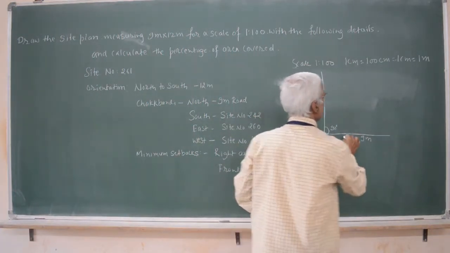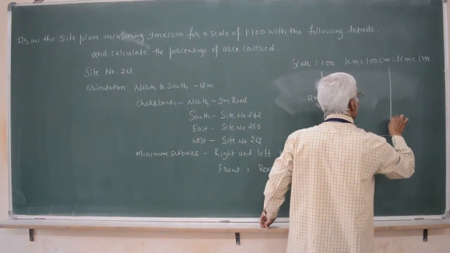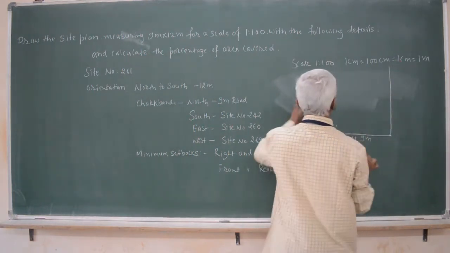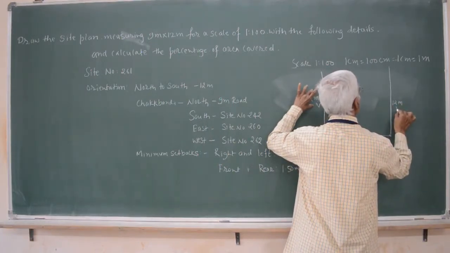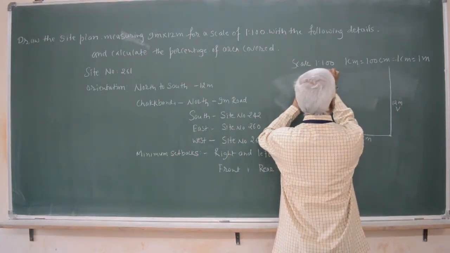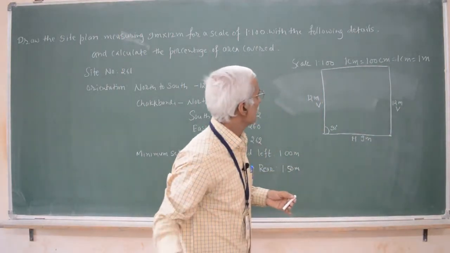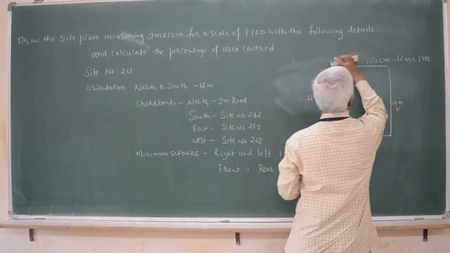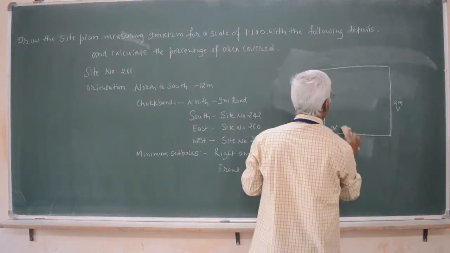Then afterwards, at the other end, you have to draw one more line of the same length, that is 12 meter, that is also vertical, and join these two lines. Now your site measurement is over. That is, the dimension of the site is over.